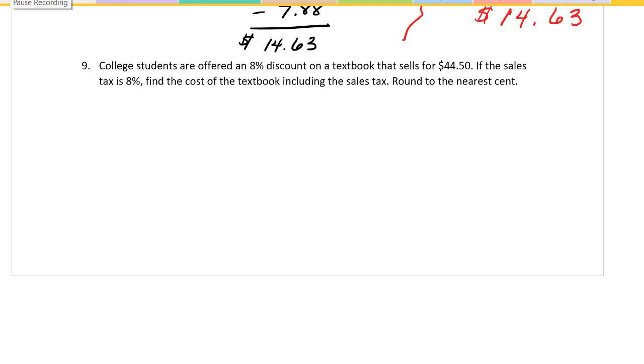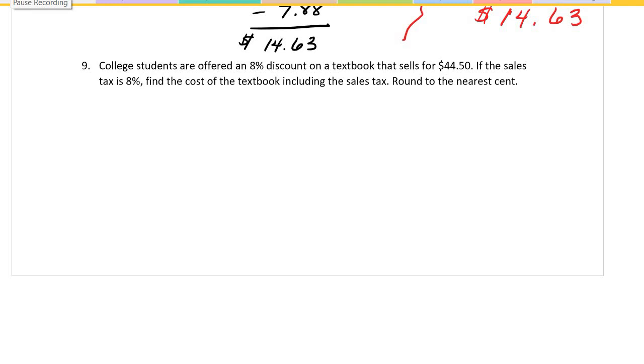Problem number 9, college students are offered an 8% discount on a textbook that sells for $44.50. If the sales tax is 8%, find the cost of the textbook including the sales tax and round to the nearest cent. At first glance, it may seem like that 8% discount and then adding back in 8% tax would just get you back where you started from, but it's not, because when we're looking at those 8%, we're looking at 8% of two different numbers.